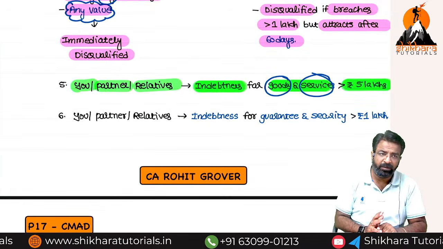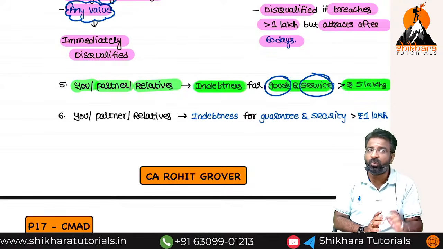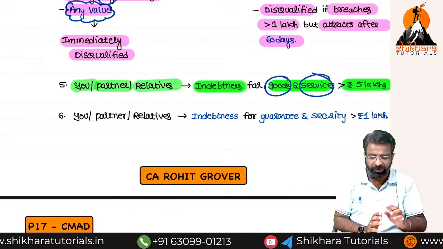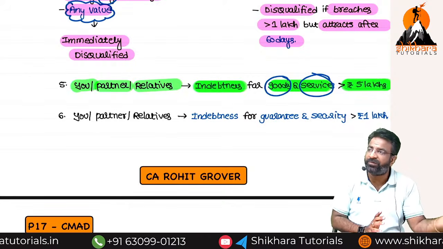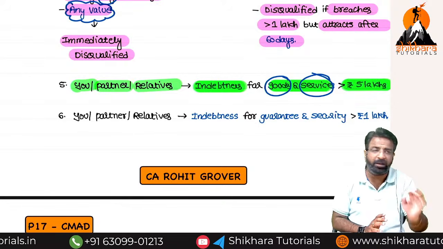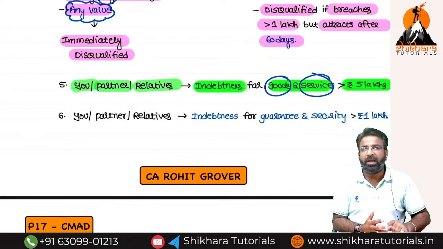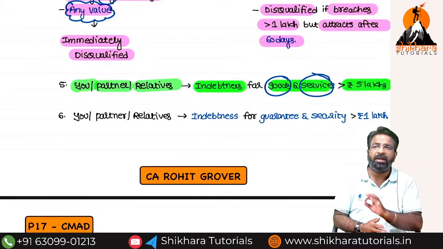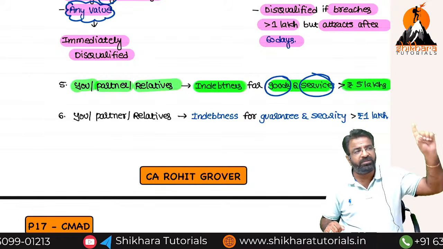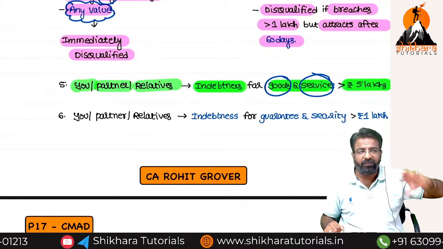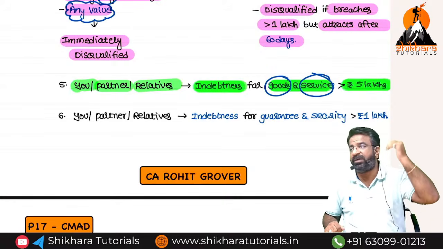Body corporate or a company except LLP, disqualified. Officer or employee of the company, you or your partner, disqualified. Entered into employment or partnership with the officer or employee, you and your partner, disqualified. From the 4th point onwards, relative: you and your partner holding any security of any value, immediately disqualified. Relative may hold up to rupees 1 lakh of face value, and if they breach that 1 lakh, that too, you will be disqualified, but after 60 days.